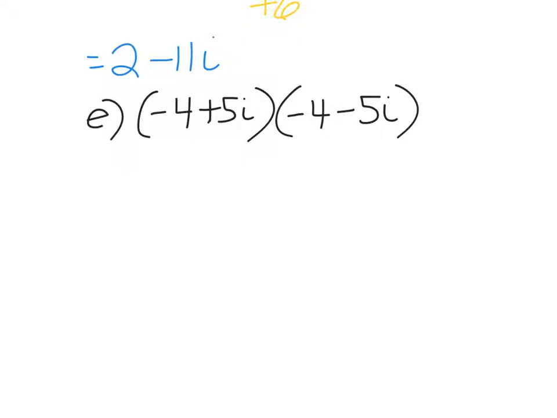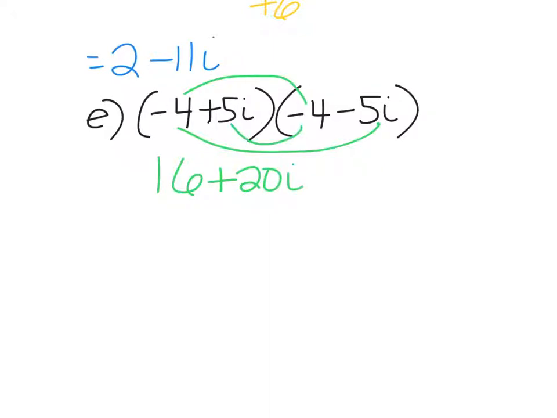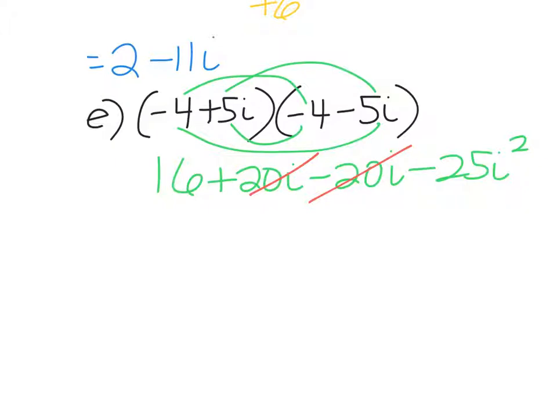Okay? Here we go. I'll do this one in green. Negative 4 times negative 4 is 16. Outside gives me positive 20i. Inside gives me negative 20i. See what's going to happen there? And then I get negative 25i squared. Okay, here's what makes these so special. First of all, your i's cancel out. They're gone. And this is negative 1 times negative 25, which is positive 25. And so what I get is 16 plus 25 equals what? 41?